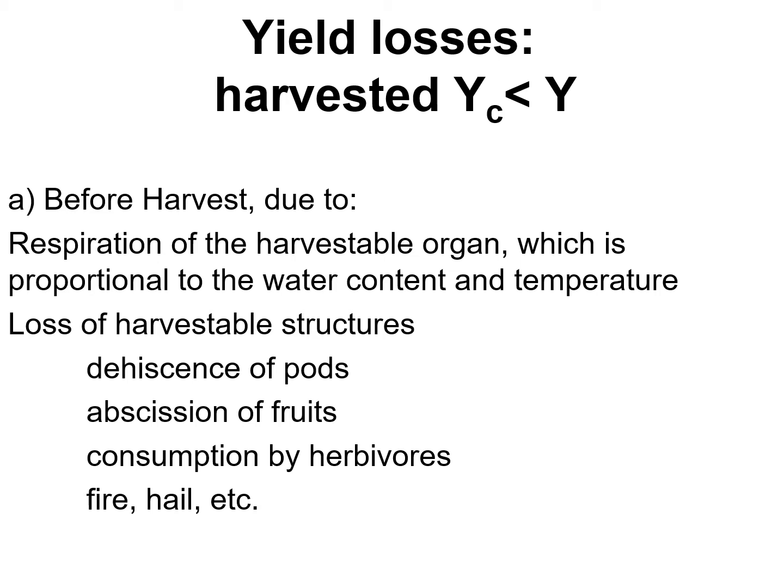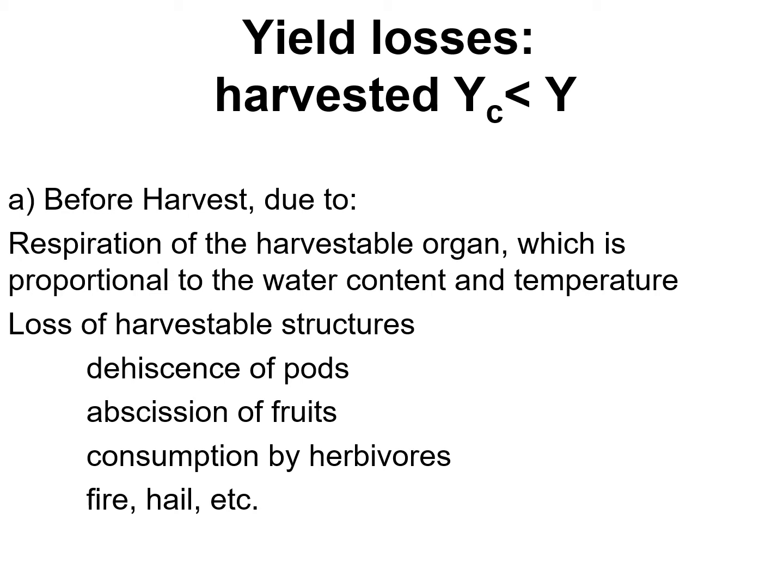In general, we can think that there will be yield losses. In other words, the collected yield will be lower than the actual yield. And these losses might occur before harvest, because of respiration of the harvestable organ, and this is proportional to the water content and temperature. Also, those losses before harvest may be due to the loss of harvestable structures.